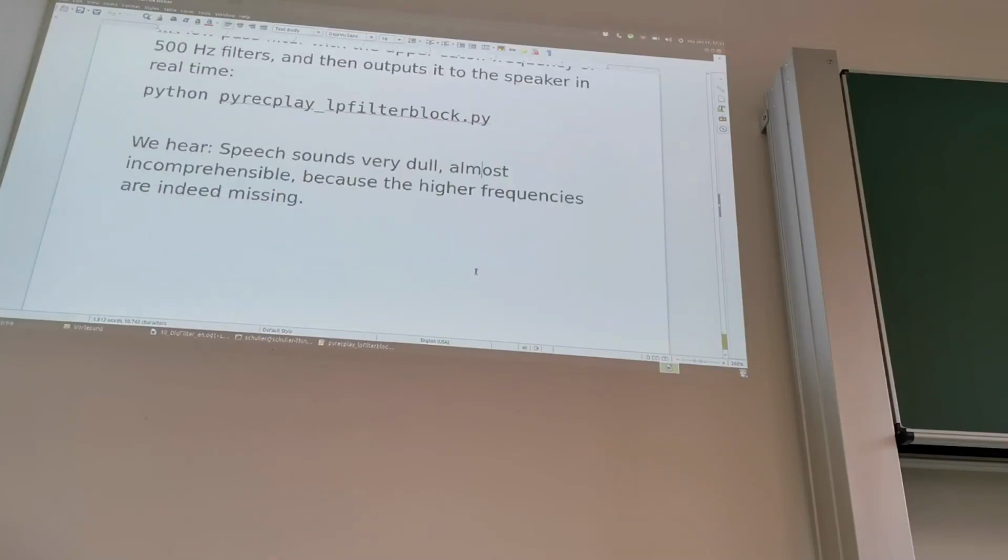So the speech sounds very dark, almost incomprehensible, because the higher frequencies are all missing, and they are important for speech understanding. Yeah, questions at this point? All clear?